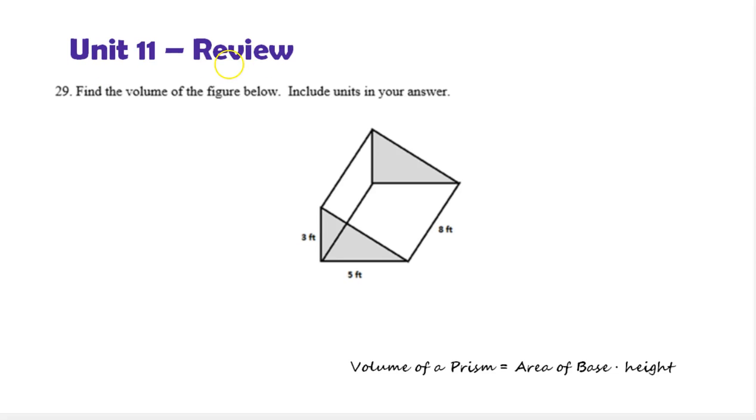Unit 11 Review, Question 29. Find the volume of the figure below, include units in your answer. So we're given this figure, and notice I have a formula ready, the volume of a prism. So this is a triangular prism.